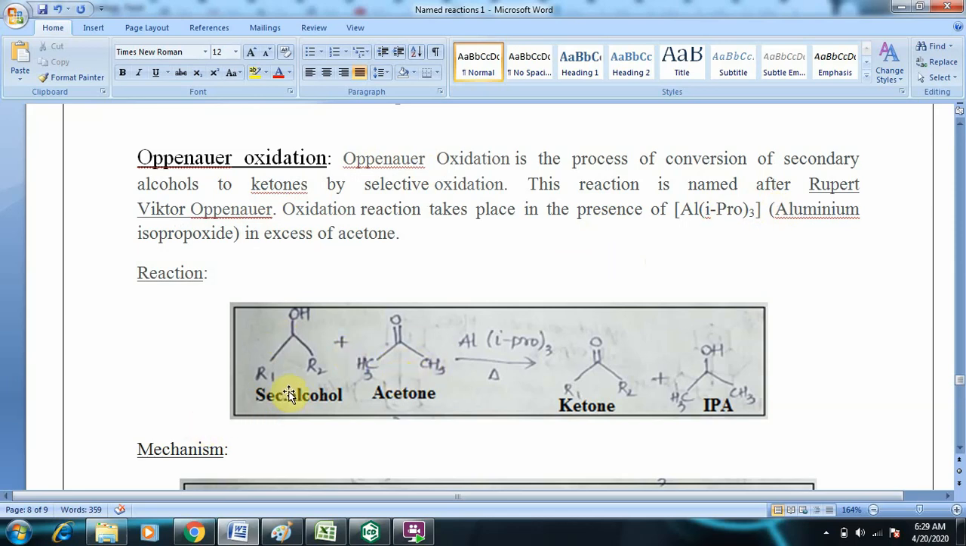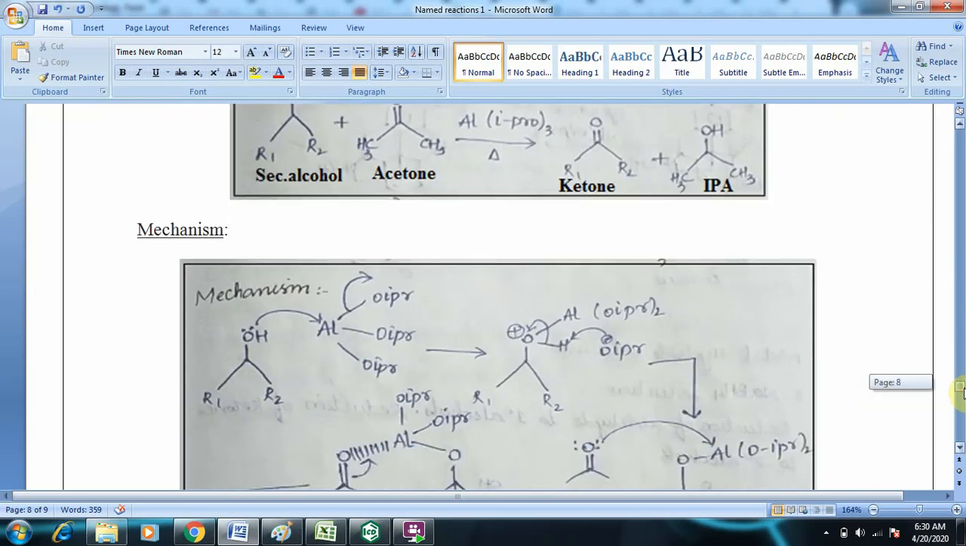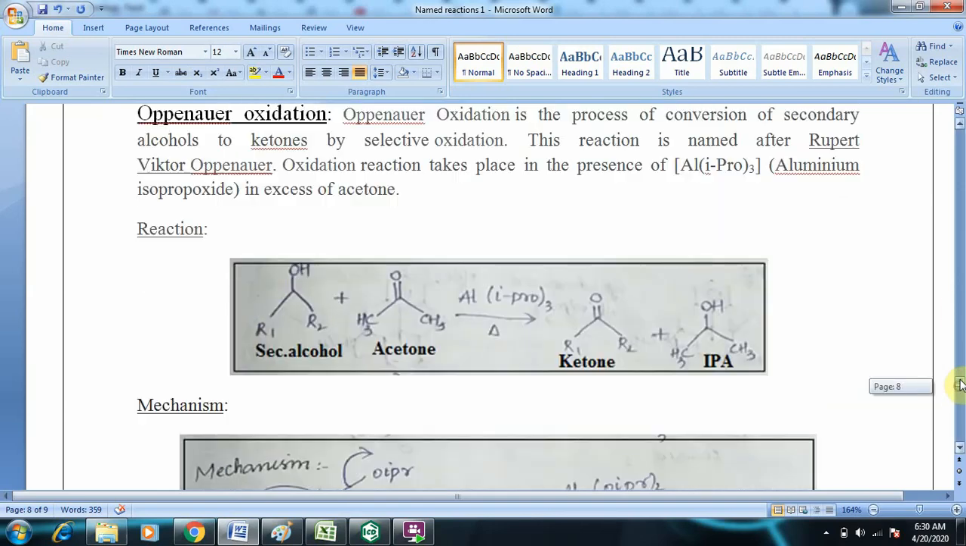So here secondary alcohol, when it is treated with acetone in the presence of aluminium isopropoxide, on heating the secondary alcohol is converted to ketone, and ketone is converted to alcohol. Ketone will be converted to alcohol. Acetone will be converted to isopropyl alcohol. How this reaction operates, we will go through the mechanism. So here in the first step, the secondary alcohol, the substrate, is reacting with the catalyst aluminium isopropoxide. So here you can see what is aluminium isopropoxide?